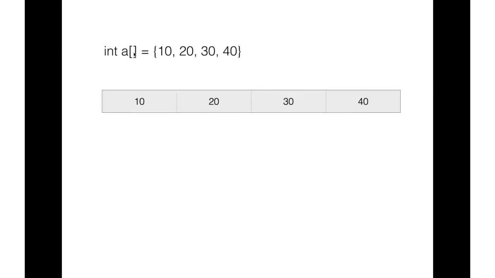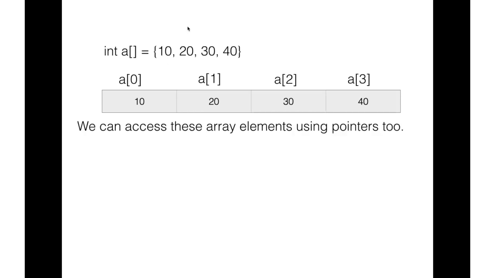So A[0] is 10, A[1] is 20, A[2] is 30 and A[3] is 40 here. We can also access these elements using pointer notation. So for that, we declare an integer pointer and we initialize it to refer to the entire array.